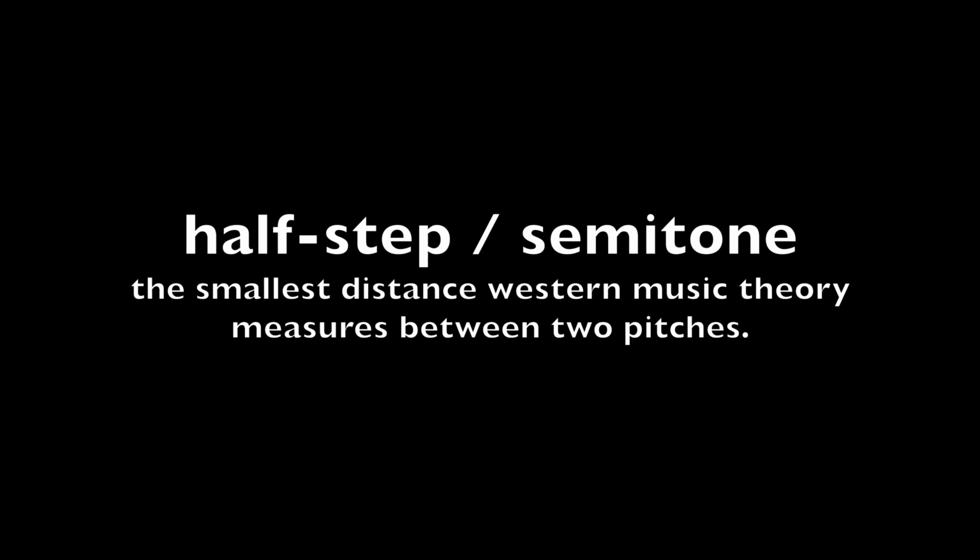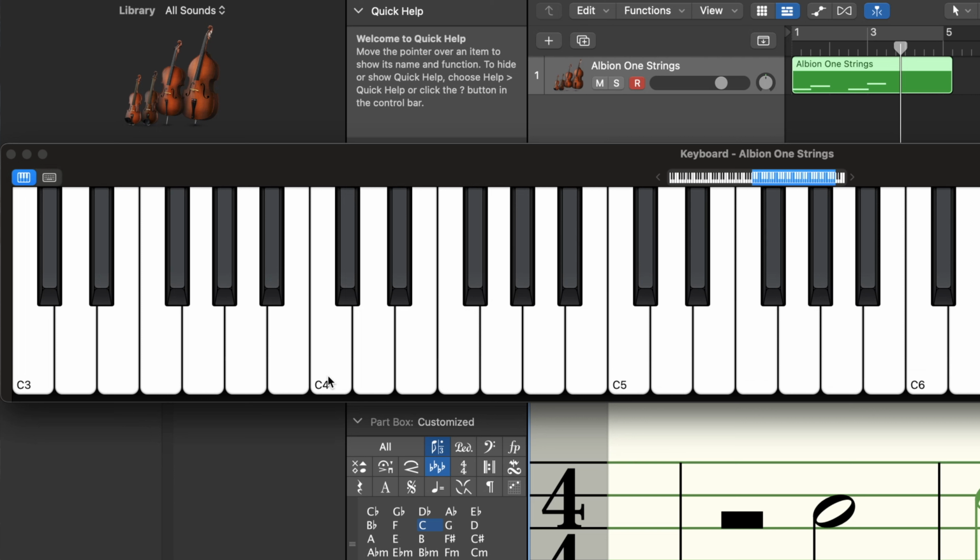There are two kinds of steps that you need to know about, fundamentally. A half step, or a semitone, is the smallest distance that Western music theory measures between two pitches. It's the teeniest that it does. On the piano, this is when you move from a white key to a black key, unless you're moving between E and F or B and C. Those two sets of pitches don't have a black key in between them on the piano.